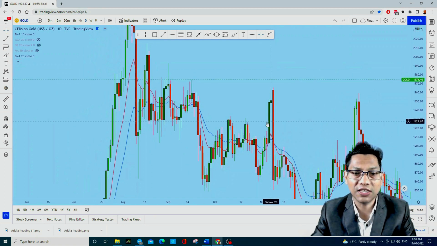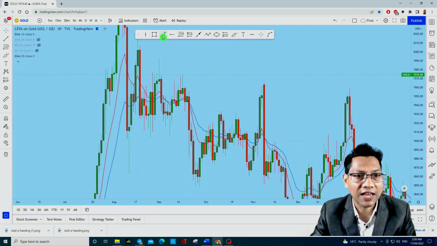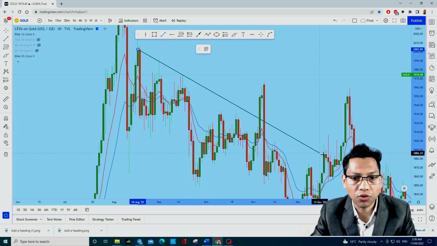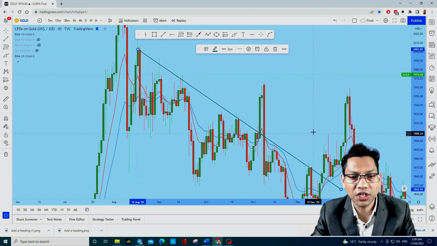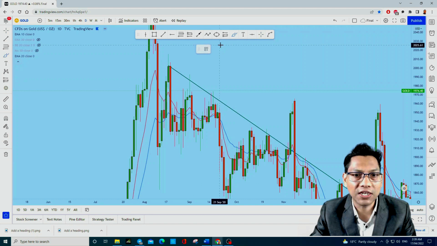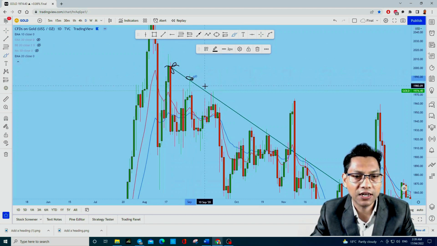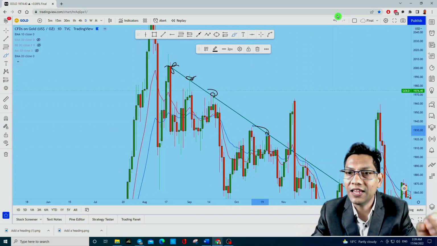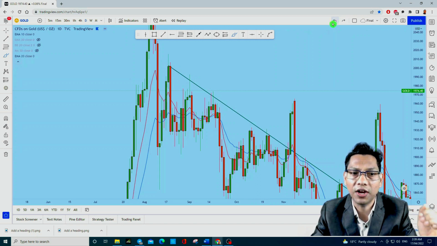So what you see is the daily chart. This is a clearly defined downtrending market, there is no question about it. The price was creating a series of lower highs. There is a resistance here, there is a resistance here, there is a resistance here. So it's a clearly defined downtrending market.